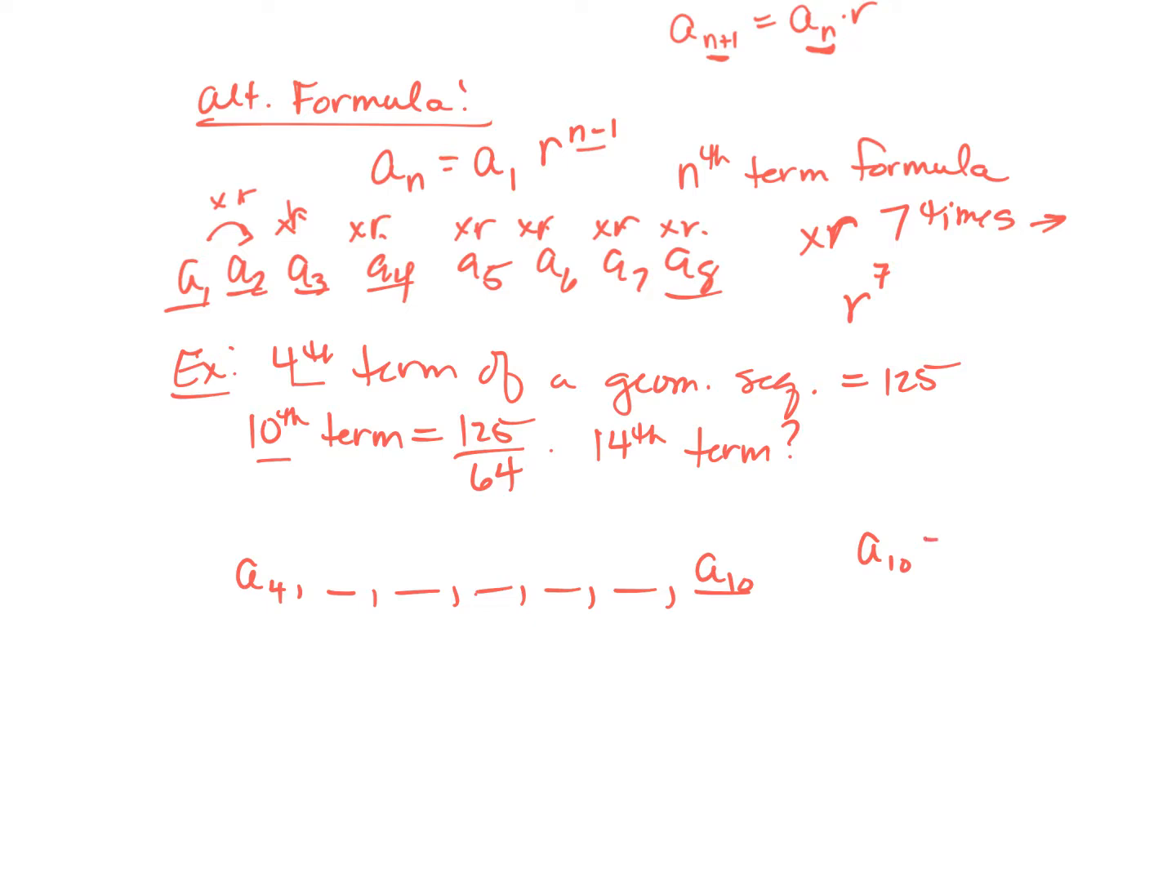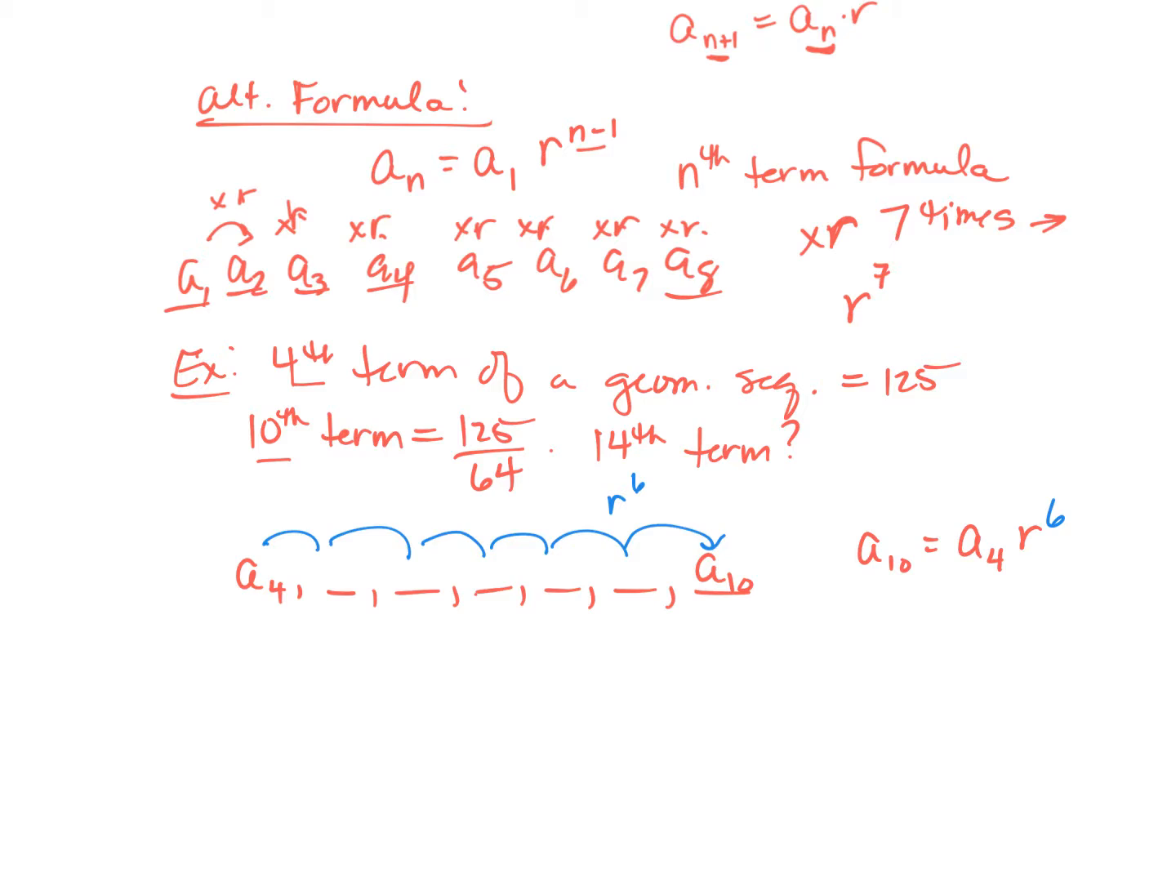A sub 10, I'm starting at a sub 4, it's going to be R to what power? How many times did I have to multiply? 1, 2, 3, 4, 5, 6. So this is R to the 6th. So we can set this up and figure out what R is by plugging in the values we know, can't we? It's very ACT type questions here.